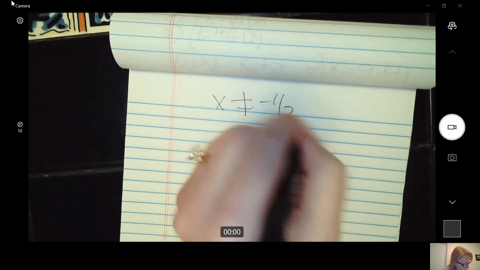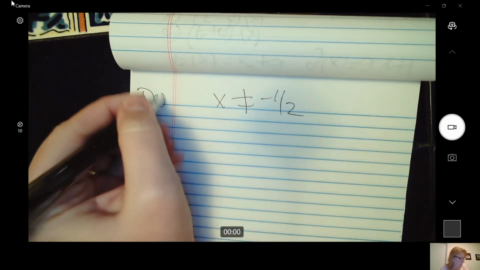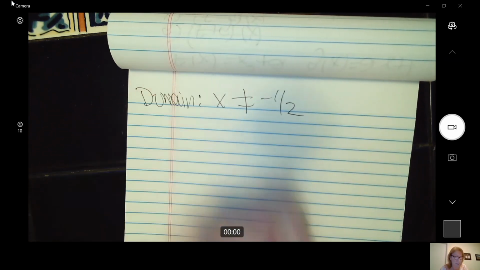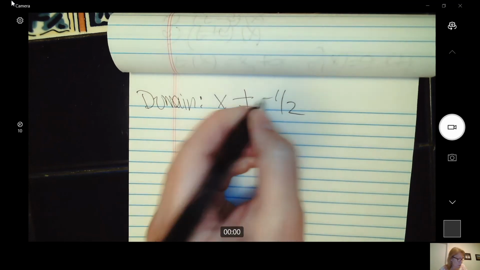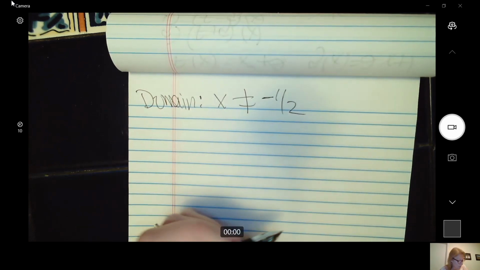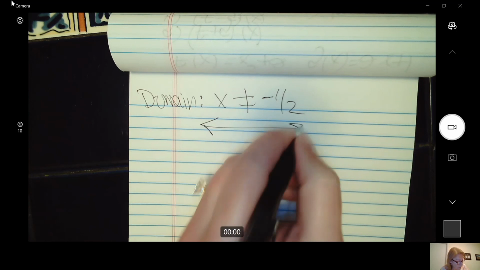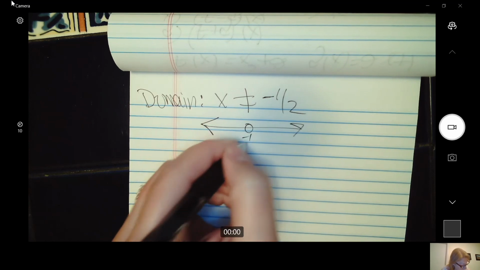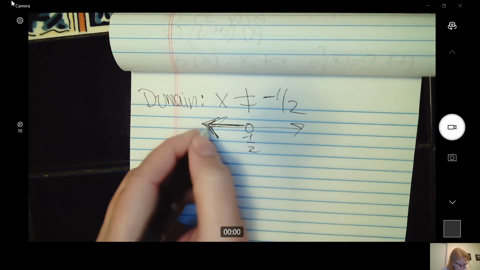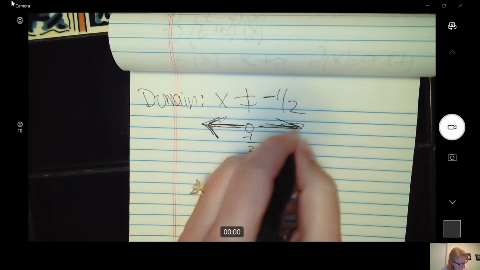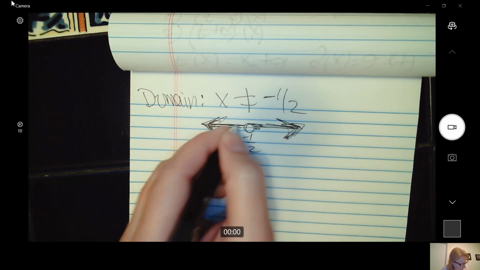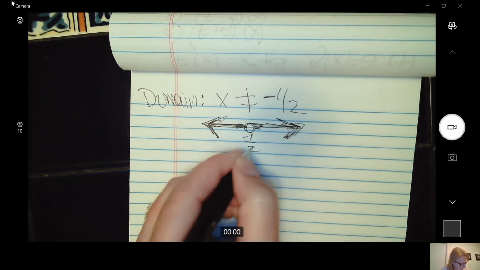So this is what we have so far. x can't be, this is the domain. This is the different ways you can say it. We figured out what the bad number is, -1/2. It can't be -1/2. We can also draw a picture that says it can't be -1/2. You can have anything else except -1/2, but that's the bad number, -1/2.